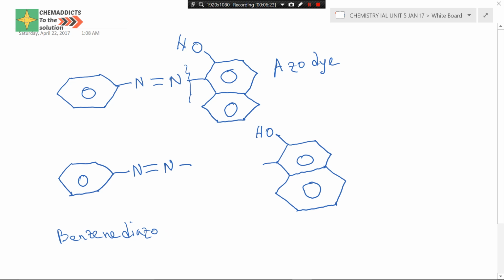Not azosium, azonium. Benzene diazonium ion. And in here this is the phenol part, actually a derivative of phenol. So this is a derivative of phenol. This particular phenol is called naphthol.